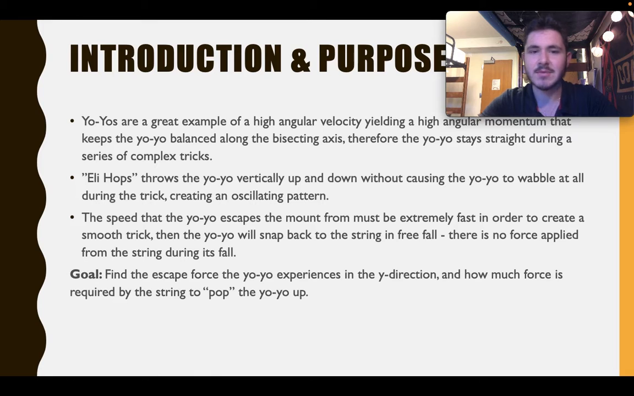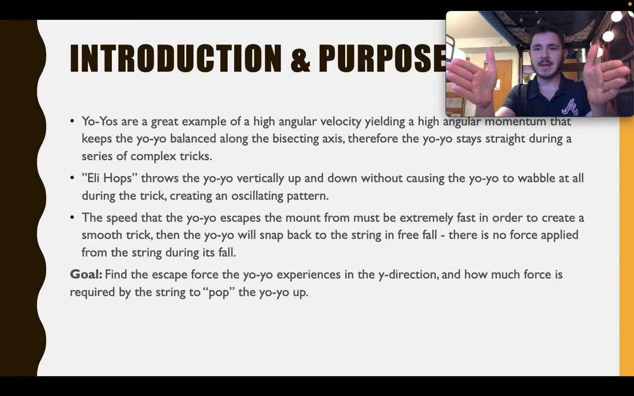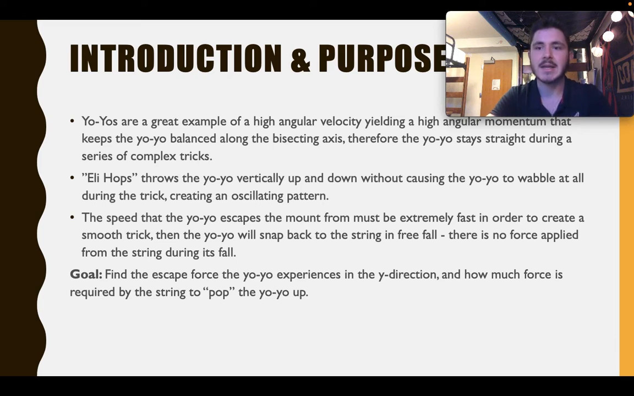So it's a great example of an object with a high angular velocity, which in turn yields a high angular momentum. And that's what keeps the yo-yo balanced and free spinning as you're going along with a trick. And Eli hops is a specific trick that will be observed during this lab as the yo-yo bounces straight up and down, and it's from a snapping motion created by the string as the thrower's hands expand and decrease in distance apart, creating a motion where the yo-yo bounces off the string, which will be shown in the next slide.